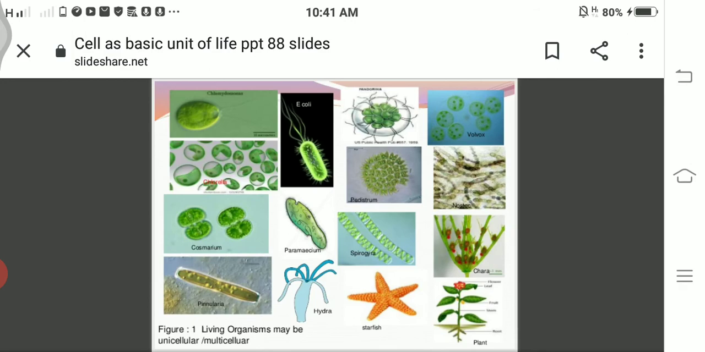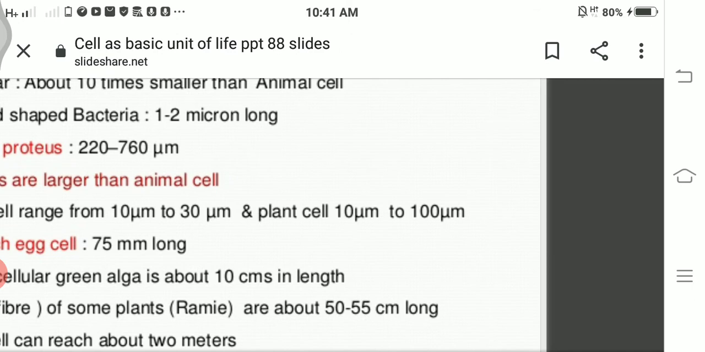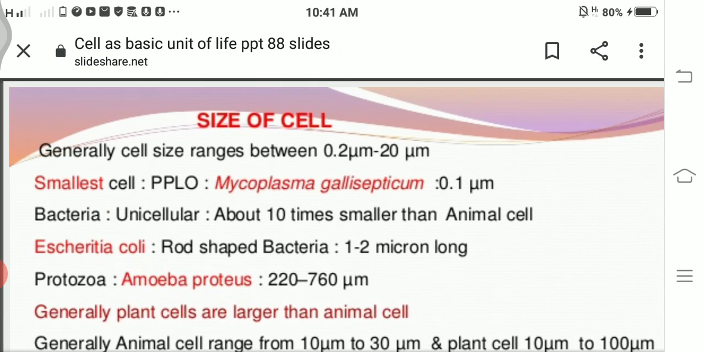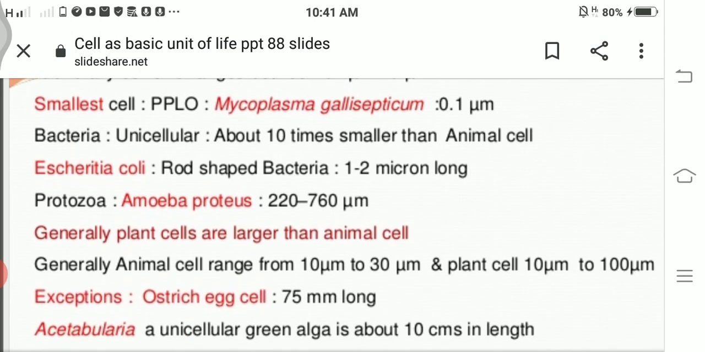So just examples. What about the size of the cell? See, the smallest cell is 0.1 micrometer. Then generally the size is from 0.2 to 20 micrometers. So what is given here is not necessary for you, don't go for that.